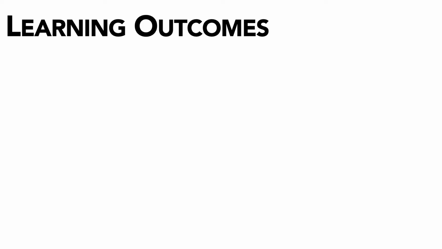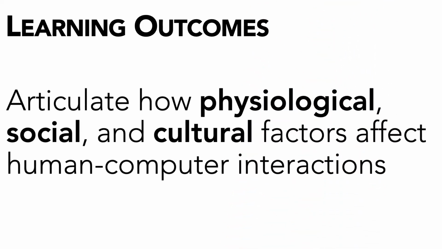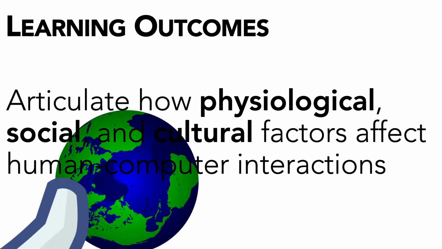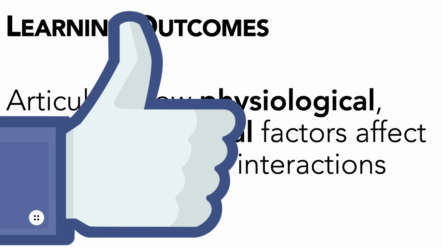Another outcome is that you should be able to articulate how physiological, social, and cultural factors impact or affect human-computer interactions. That is, as part of our physical perspective, we'll consider the importance of accessibility for folks who are differently abled, as well as global and cultural impacts of technology, and how that has implications for our interactions with it.